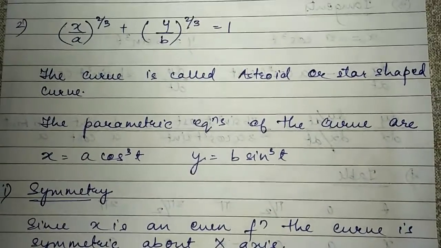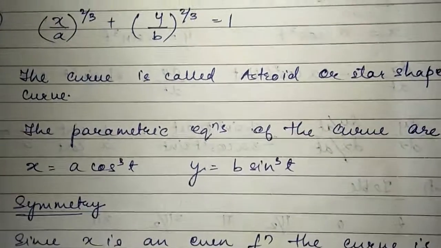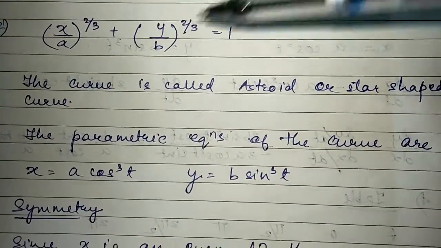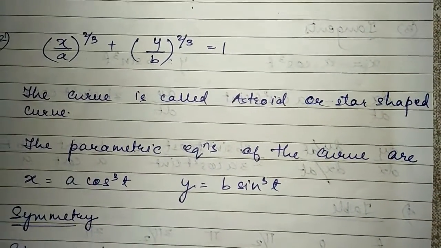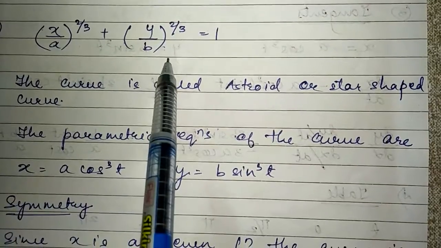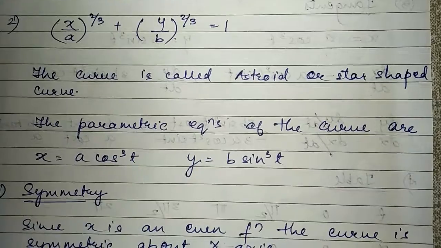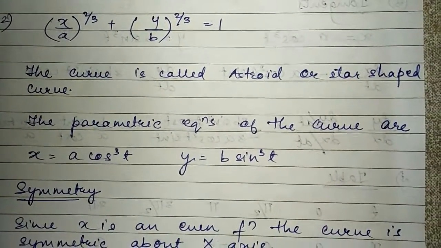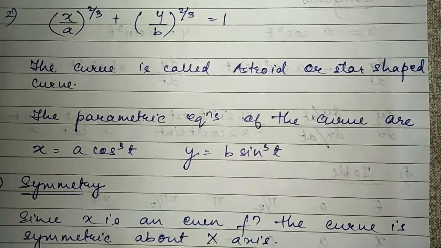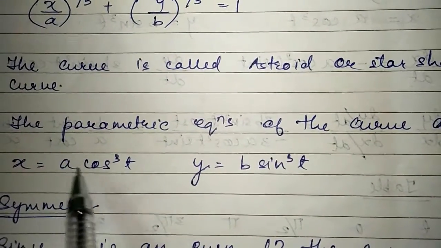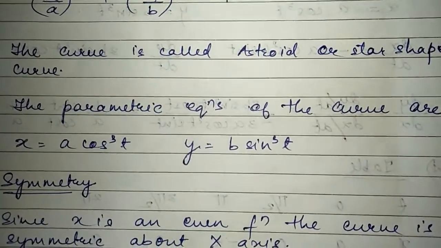Hello students, today in this video we will see yet another parametric curve. The equation of the curve is given as (x/a)^(2/3) + (y/b)^(2/3) = 1. The curve is called an asteroid or star shaped curve. Now the parametric equations of the curve are x = a cos³t and y = b sin³t.